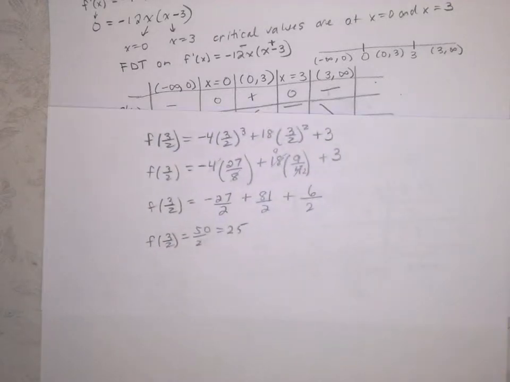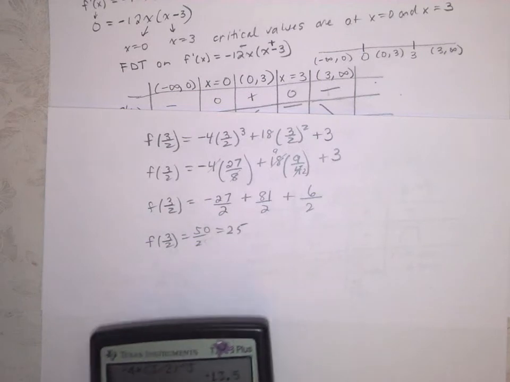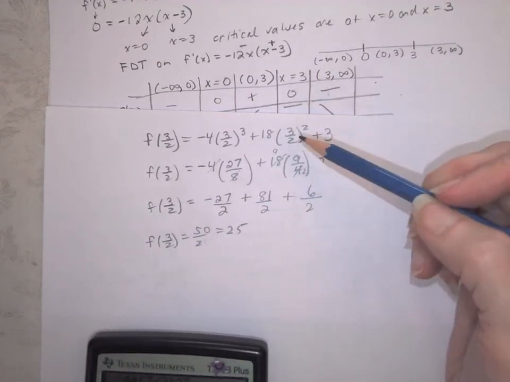Sorry. And then let's try just subbing it into our calculator. So negative 4 times 3/2 to the power of 3, plus 18 times 9/4, plus 3, 30. Did I do something wrong here?